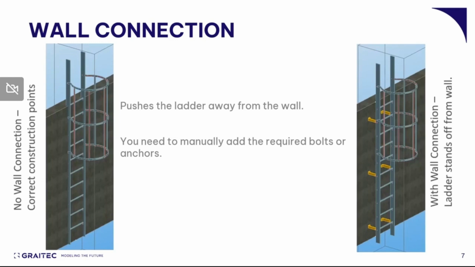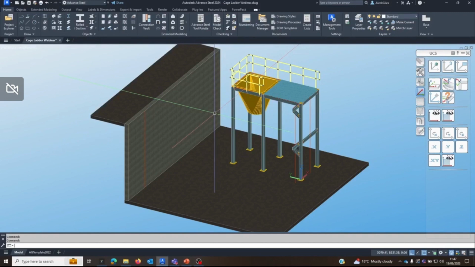They have to be put on yourself. So let's have a look at some of that in action. So here we are in Advanced Steel, and we're going to create our ladders. We already have the basic model with the construction lines set in the right places, so we can save time there.